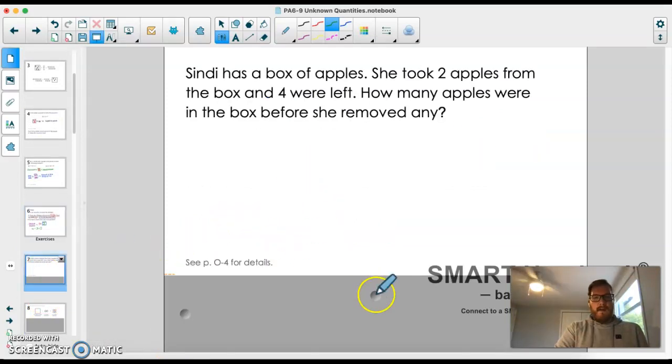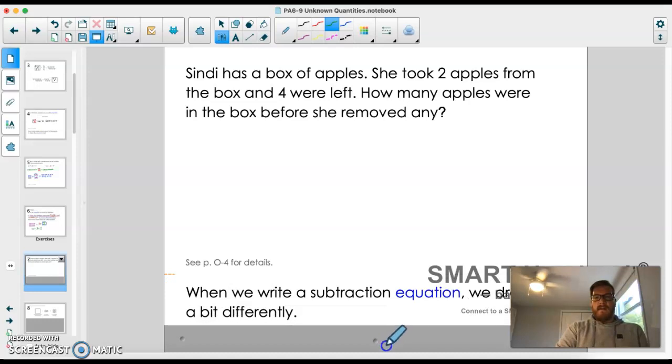There is another problem here. It says that Cindy has a box of apples. She took 2 apples from the box and 4 were left. How many apples were in the box before she removed any? Now, this is a little bit different because what we're actually going to get a chance to do is look at some subtraction here. So the equation will look a little bit different.